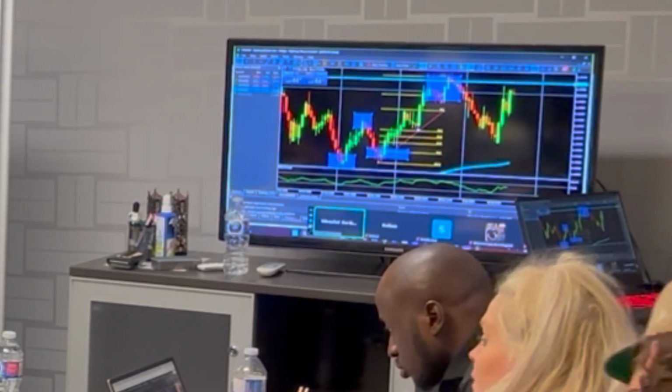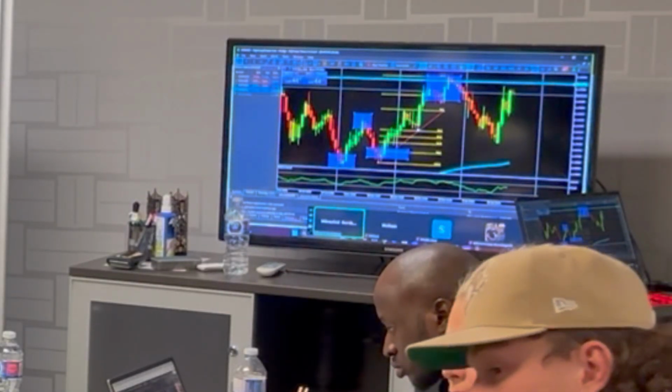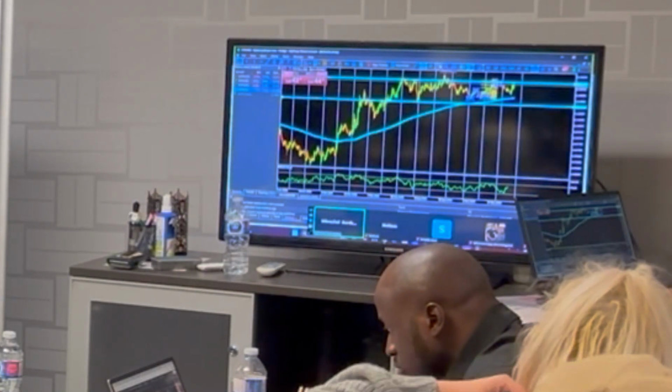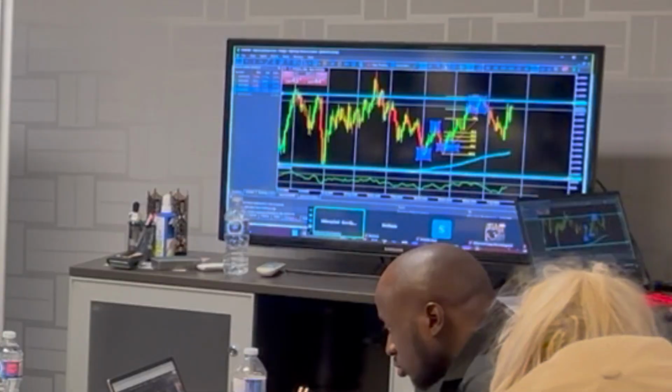Can I add something to that? Yeah, go ahead. Can you zoom out so we can see more of the chart? Yeah. Not so much, just so right there.